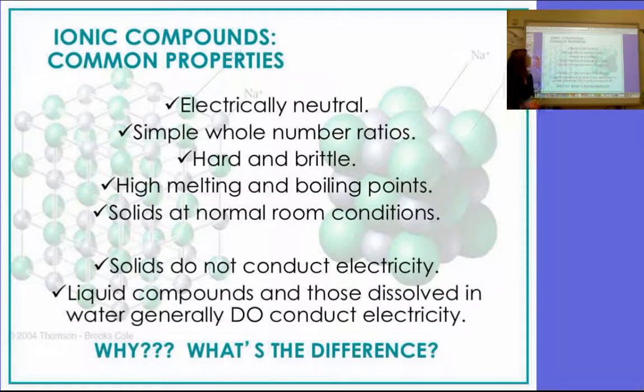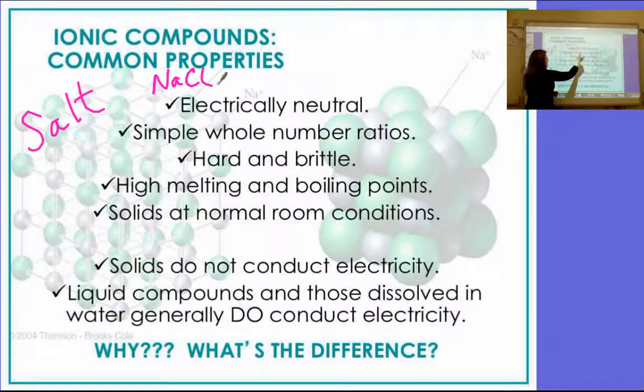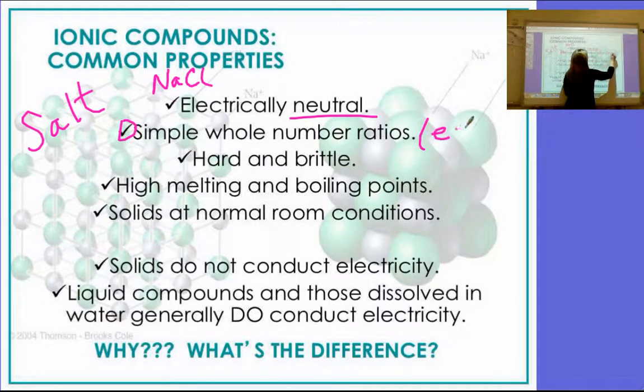Final thing, let's review some ionic compounds and their common properties. You will need to know some of these, but they should make sense to you if you think of the most familiar ionic compound known to you. If you think of salt, we know that's NaCl. We've already gone over the fact that it's neutral. Your pluses and your minuses, your anions and your cations have to balance out. They balance out in whole number ratios because of our gaining and losing of electrons.